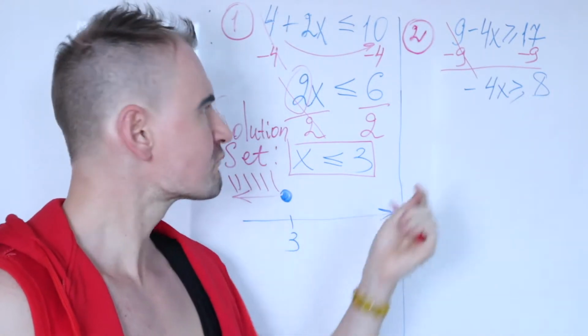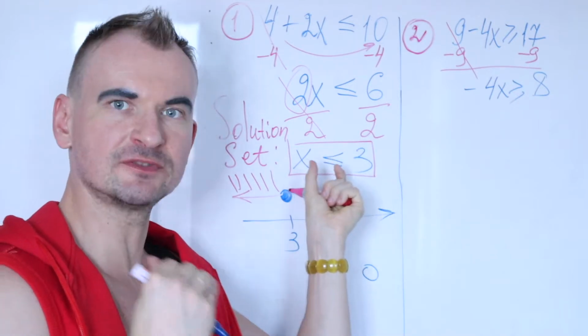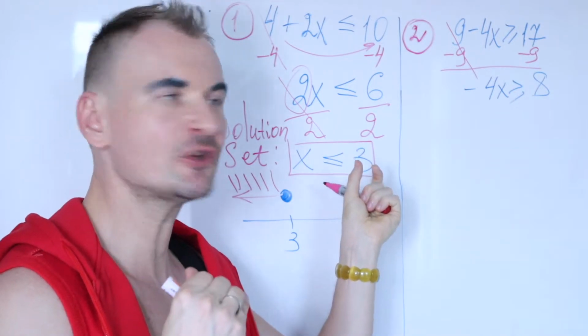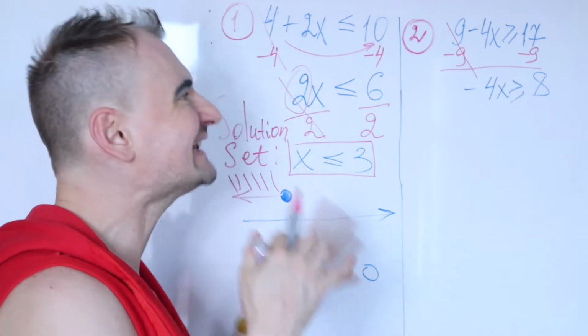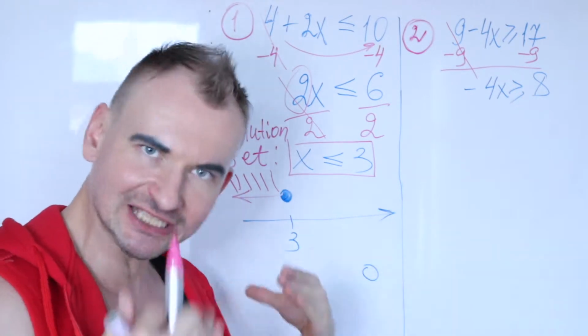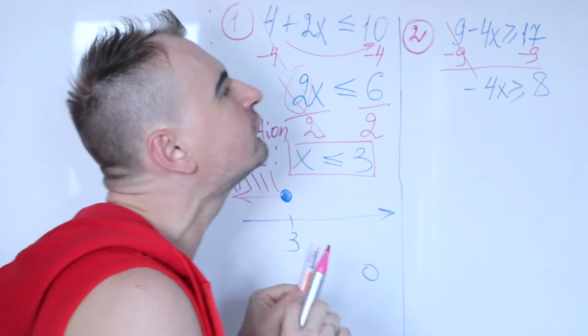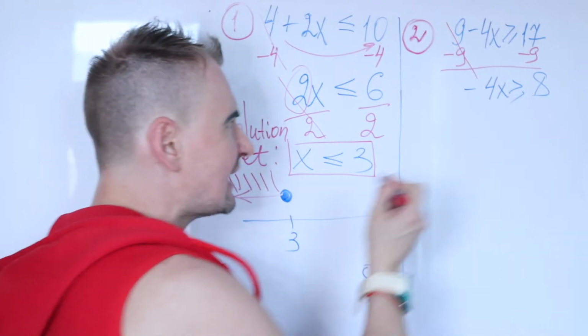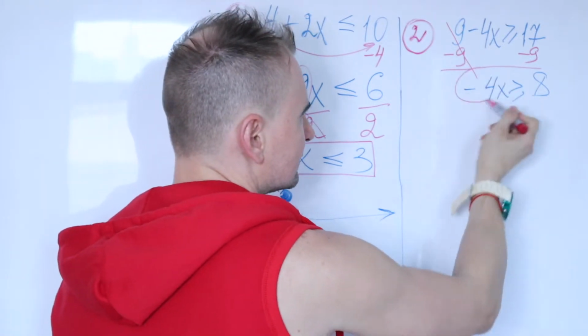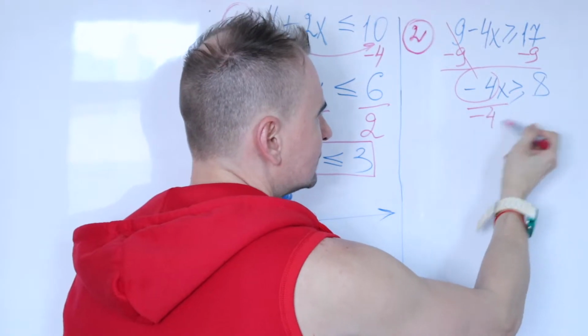Now, similarly to what we did before, you want to isolate your x. Anything attached to x, divide it out, get rid of it. In this case it's not 4, it's negative 4, so divide by negative 4.